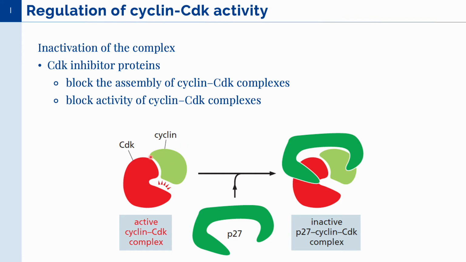Another way that it does this is by blocking the activity directly of the formed cyclin-CDK complex, and that is what is seen in this figure here. The inhibitor protein's name is called P27, and here you can see that once it binds to this cyclin-CDK complex, it is no longer active.